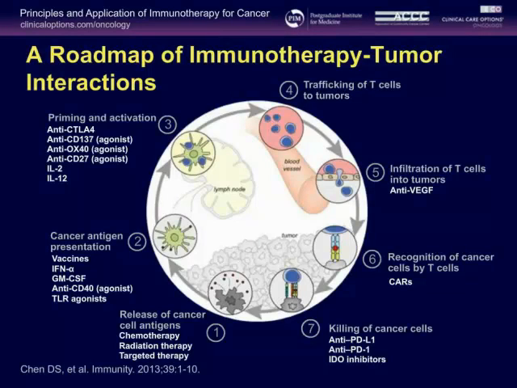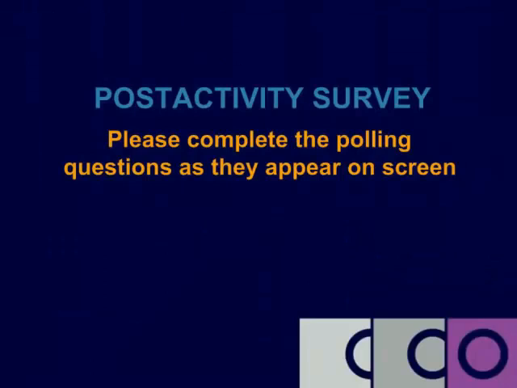Number 5 is infiltration of the T cells into tumors. So maybe anti-VEGF agents are going to improve the delivery of these agents into tumors. So that's being looked at. Recognition of cancer cells by T cells. So that's where the CAR and CAR T cells come into play. And then the killing of the cancer cells, that's the anti-PD-1, the anti-PD-L1, and the IDO inhibitors, where they're taking the brakes off the immune system, getting better cancer cell kill.